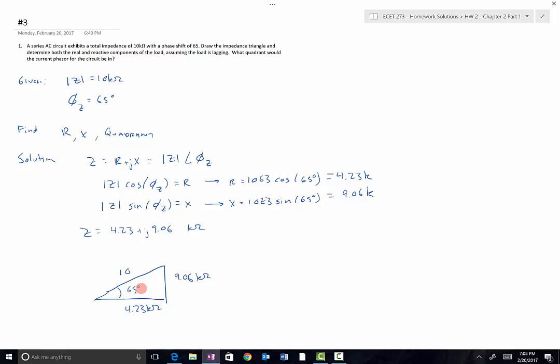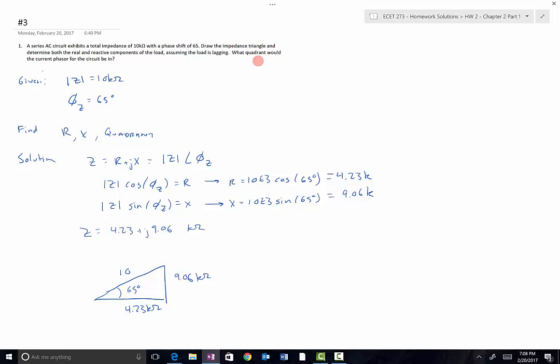We know that the load is lagging. Oh, that's actually what told us this was inductive. Load is lagging, so by definition this is a plus sign. That also puts the impedance vector in the first quadrant.